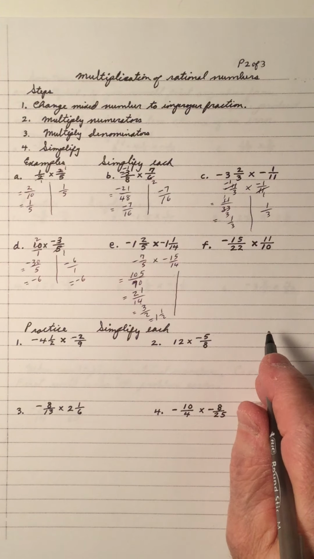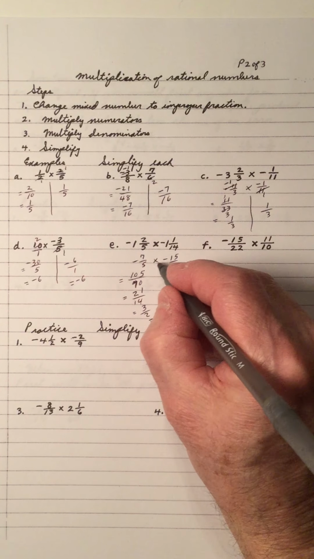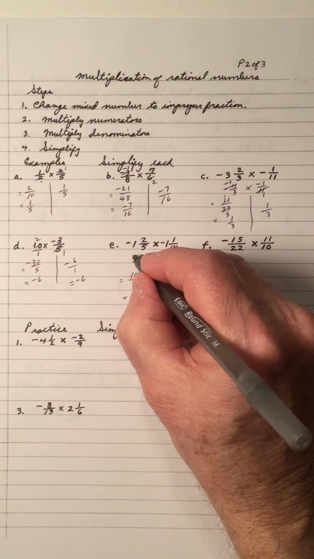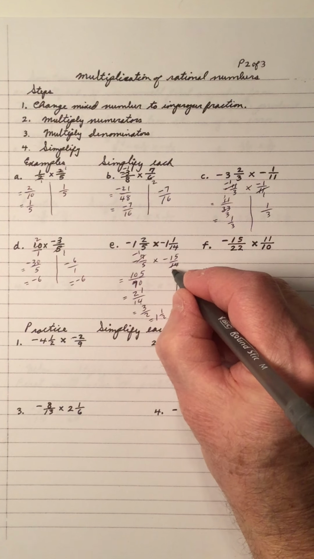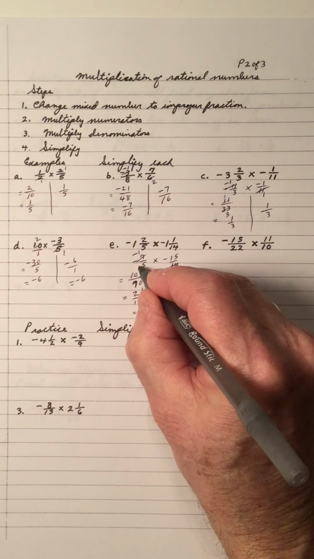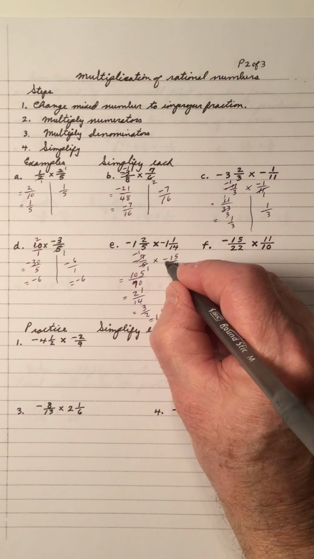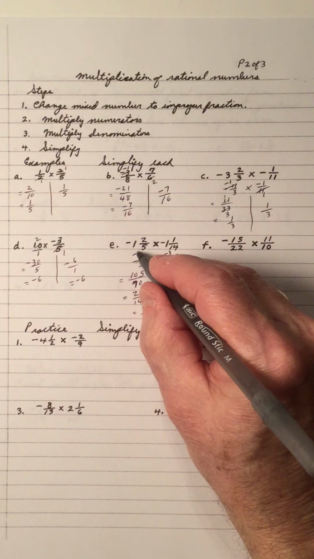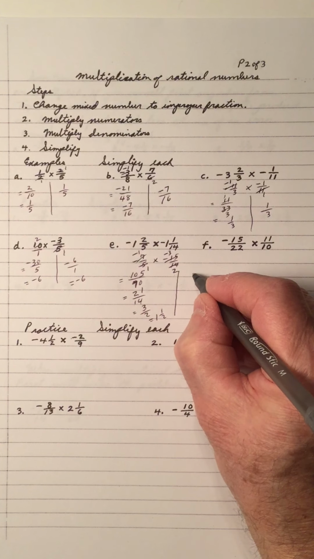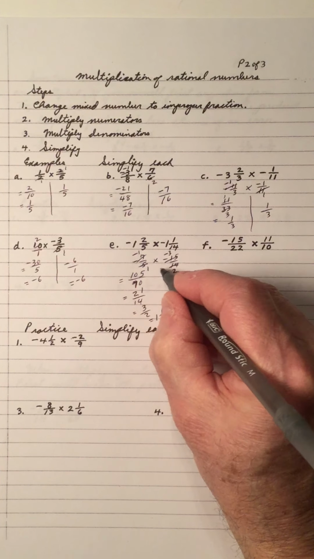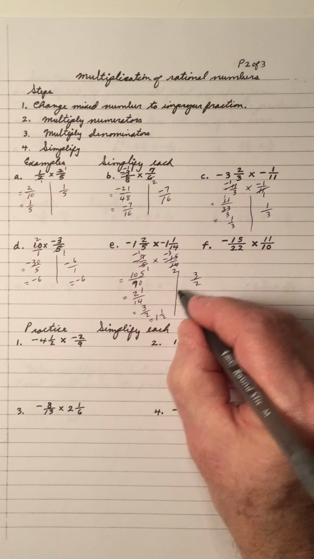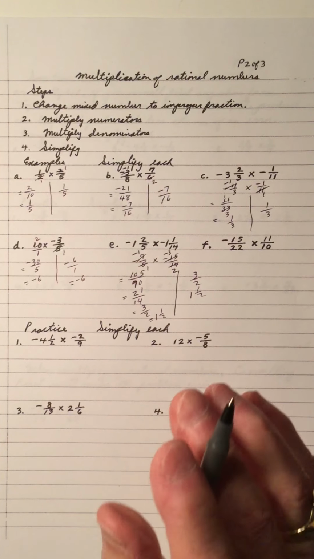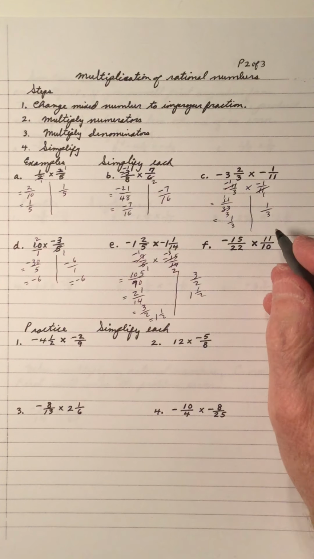Watch when you cancel. If you cancel, 7 into negative 7 goes negative 1. 7 into 14 goes 2. 5 into 5 goes once. 5 into negative 15 goes negative 3. And when you multiply, negative times negative is positive, so you get a 3. And 1 times 2 is 2. You get 3 over 2, which is 1 and 1/2. So much easier when you're multiplying fractions to cancel.